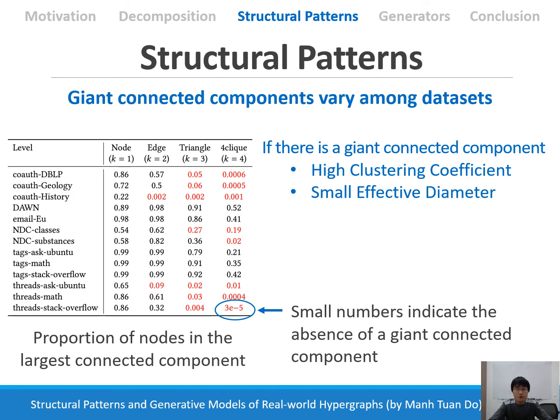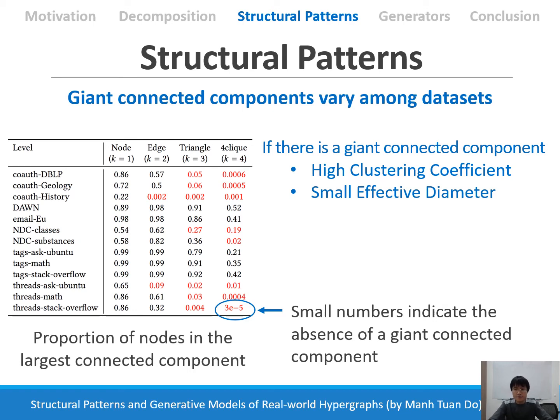For the giant connected component, the table illustrates the proportion of nodes involved in the largest connected component. The red numbers indicate that in that level of decomposition, the graph no longer retains a giant connected component. As you can see from the table, the level of decomposition up to which the graph retains a giant connected component varies among datasets. For example, in the co-authorship dataset, it's usually only up to the edge level, while in the tag dataset, the graph has a giant connected component up to the four-group level.